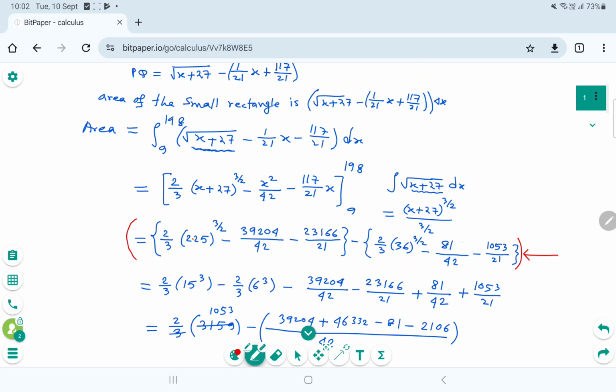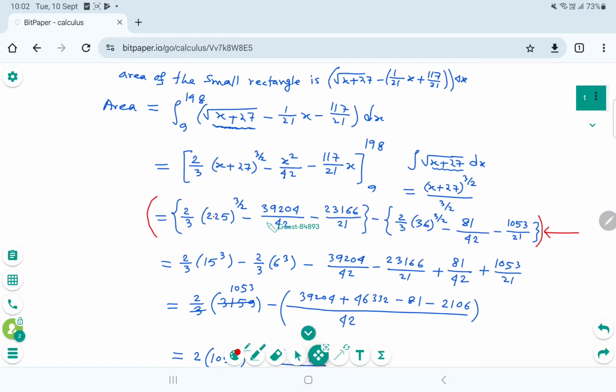Yes, but you have to know that the square root of 225 is 15. Yes, that you have to know. I only know up to 12 squared or 13 squared. Then I don't know.